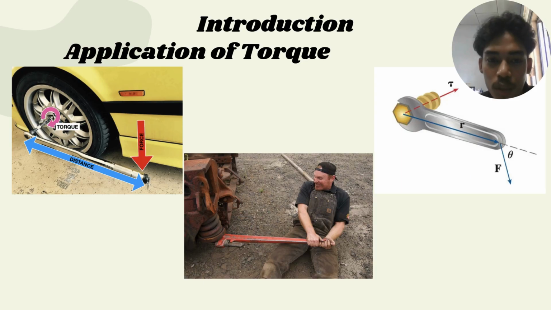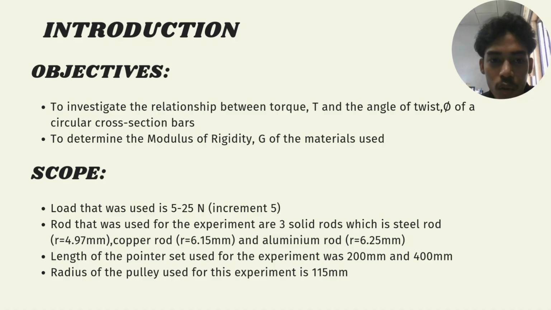Next is the application of torque in our daily life. So we have three examples. For the objective, to investigate the relationship between torque and the angle of twist of a circular cross section bar. Also to determine the modulus of rigidity of the material used.